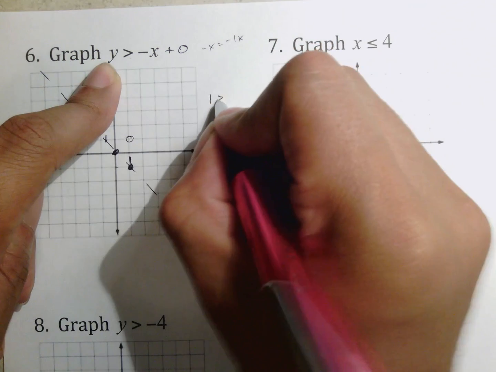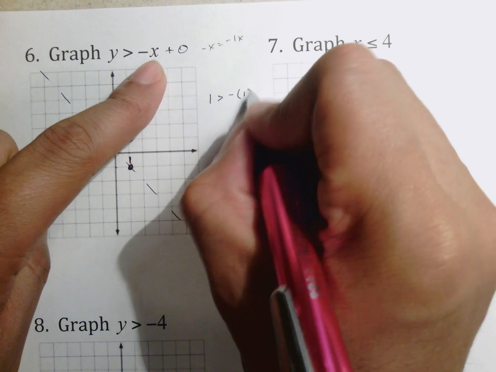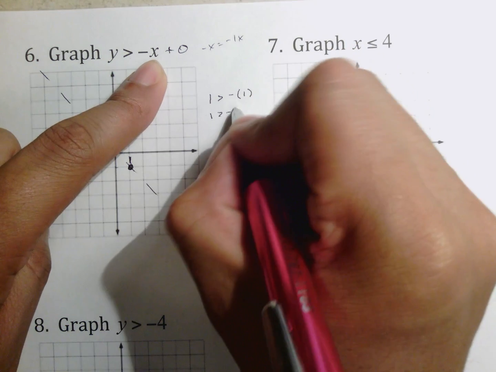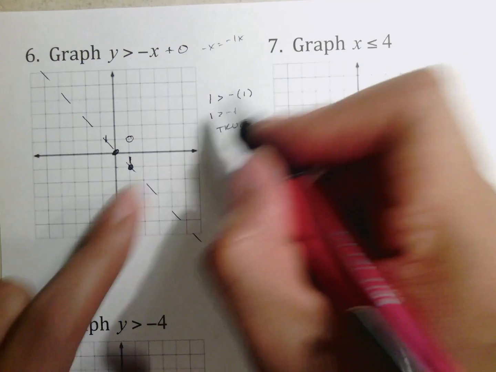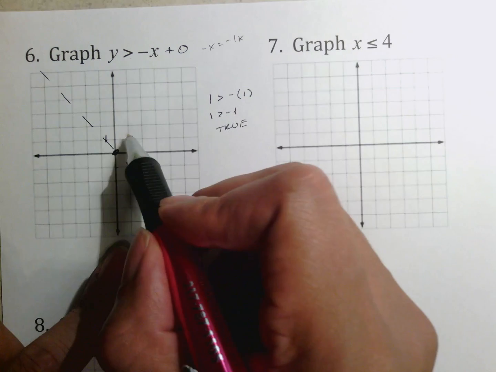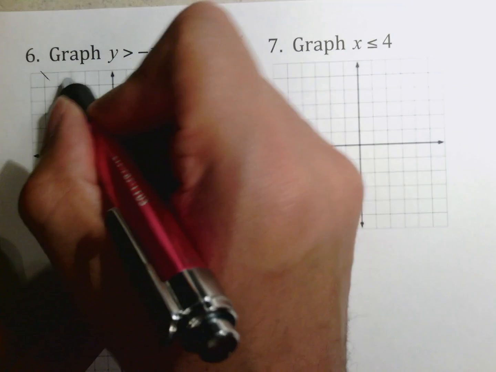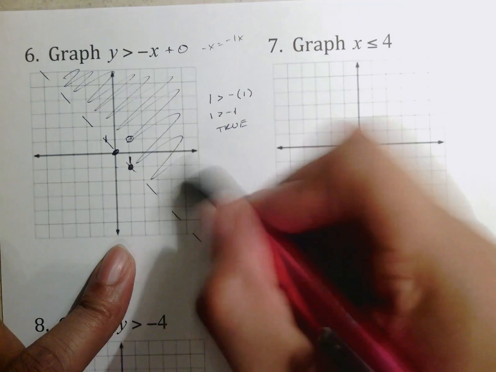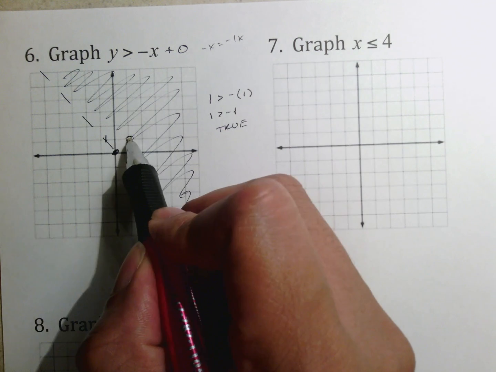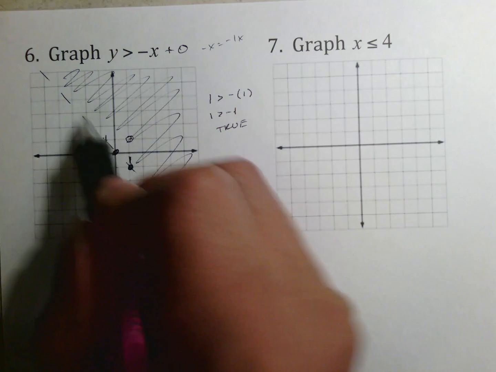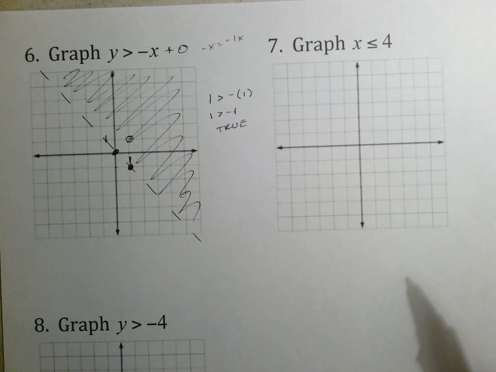So I put 1 greater than negative, parentheses 1, which means 1 is greater than -1. That is a true statement. Because 1 is bigger than -1 is true, it means that I picked the correct side, and so I stay there. Again, if I would have plugged in 1, 1 and it would have been false, that means that I would have been on the wrong side, and I would have had to jump over the line and shade the other side.